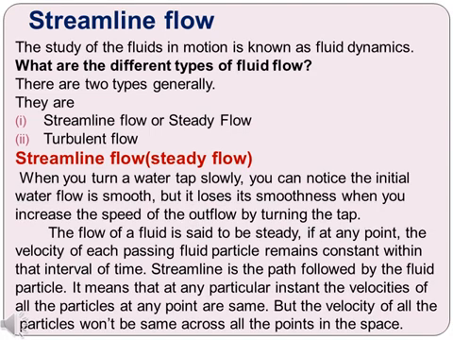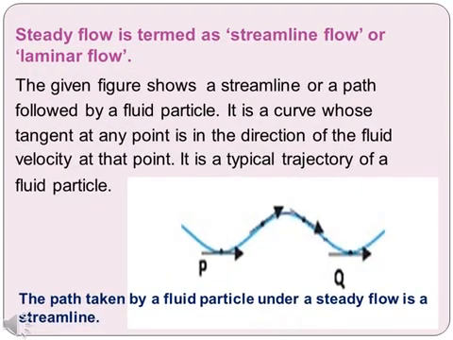Streamline is the path followed by the fluid particle. It means that the velocities of all the particles at any point are the same at any particular instant of time. But you should understand the velocities of all the particles will not be the same across all the points in space. So, this steady flow is termed as streamline flow or laminar flow.